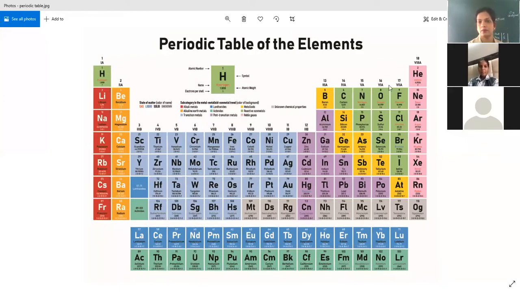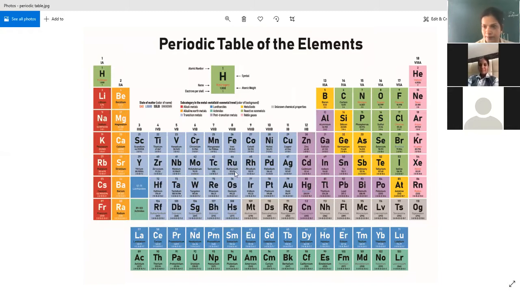hydrogen, helium, lithium, beryllium, boron, carbon, nitrogen, oxygen, fluorine, neon, sodium, magnesium, aluminium, silicon, phosphorus, sulfur, chlorine, argon, potassium, calcium, scandium, titanium, vanadium, chromium, manganese, iron, cobalt, nickel, copper, zinc, gallium, germanium, arsenic, selenium, bromine, krypton, rubidium, strontium, yttrium, zirconium, niobium, molybdenum, technetium, rutherfordium.